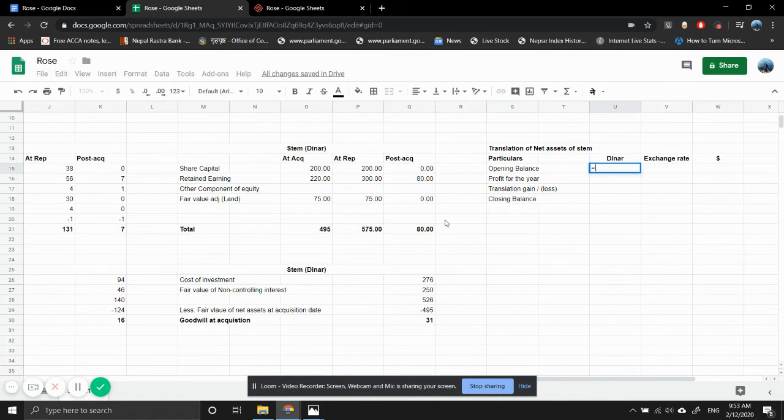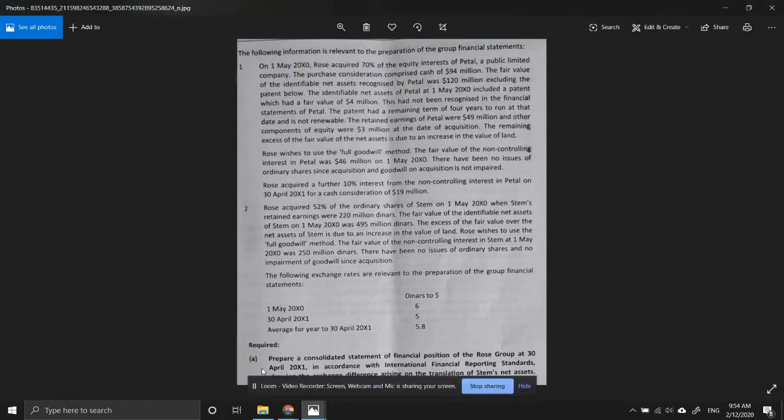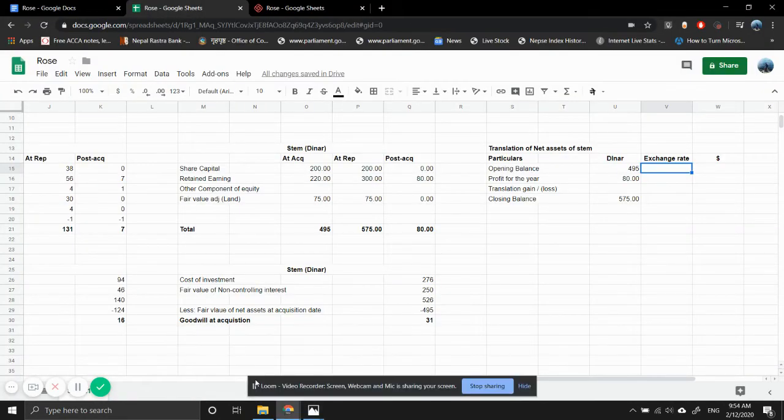This was the opening balance, this is in dinar, right? So that was the opening balance. What was the closing balance? This figure, right? 575. What was the profit for the year? 80, right? So what was our exchange rate? It's given over here. So 6, 5.8 and 5.6. So let's convert it into dollar, which will be this figure divided by this figure, right?